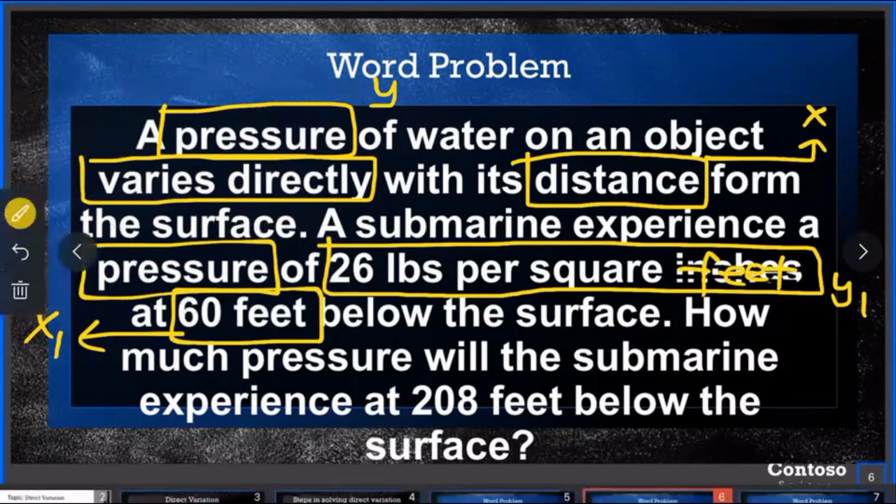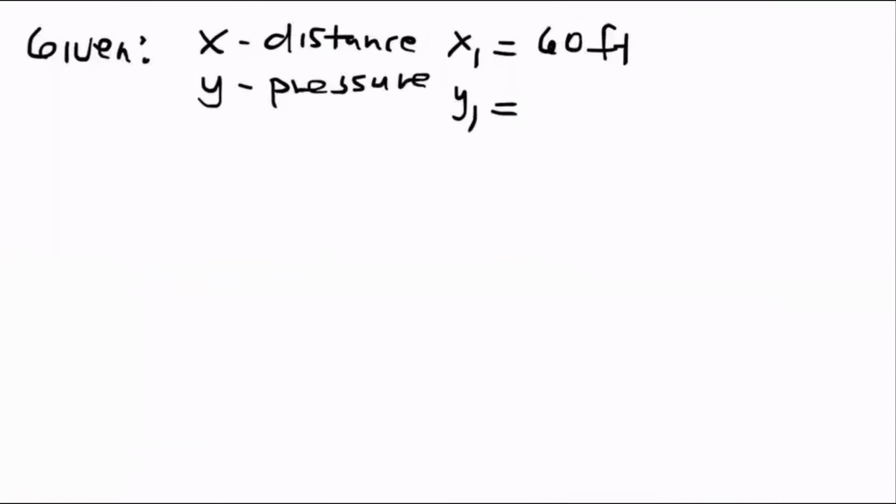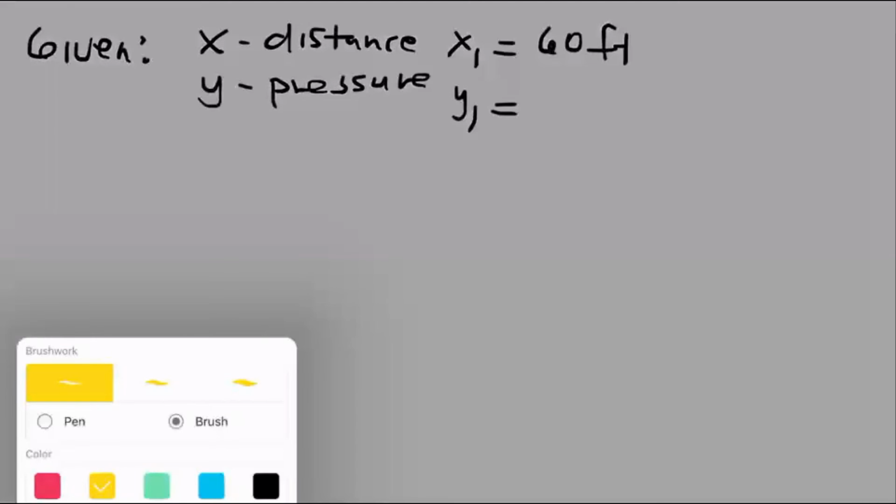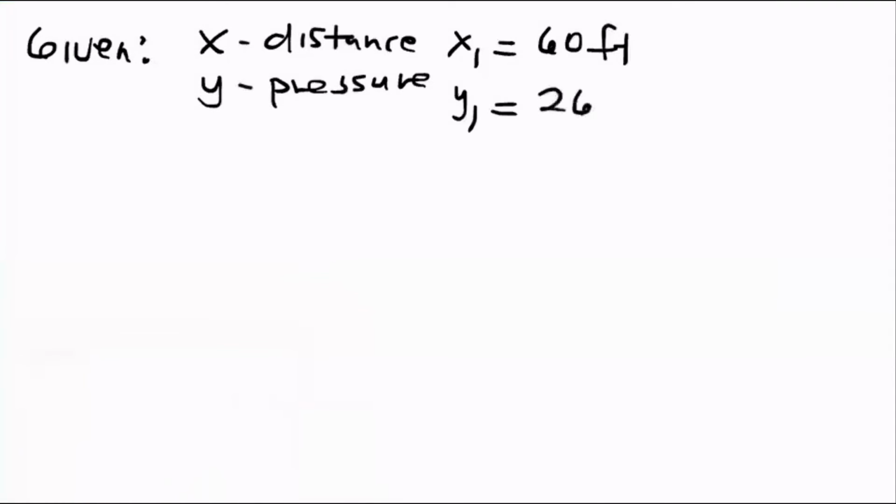So, now, let us go here. So, for our pressure is we have 26 pounds per feet. Yan. So, para parehas po sila ng unit at hindi na po tayo magko-convert. So, that is our X sub 1 and Y sub 1. Next.